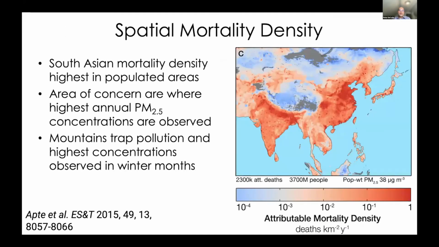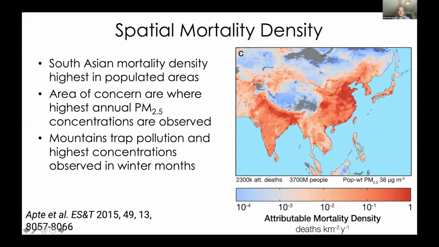It's not uniform, and another part of this paper shows the attributable mortality density. The redder the color, the higher the number of attributable deaths per kilometer squared per year. You can see the Indo-Gangetic Plain up against the Himalayas, where there's a large population, as well as trapping of air pollution. It can't really get over the Himalayas, and you get a buildup of air pollution in these regions. That leads to some of the higher density of attributable mortality in this region, going out over to the Bay of Bengal.